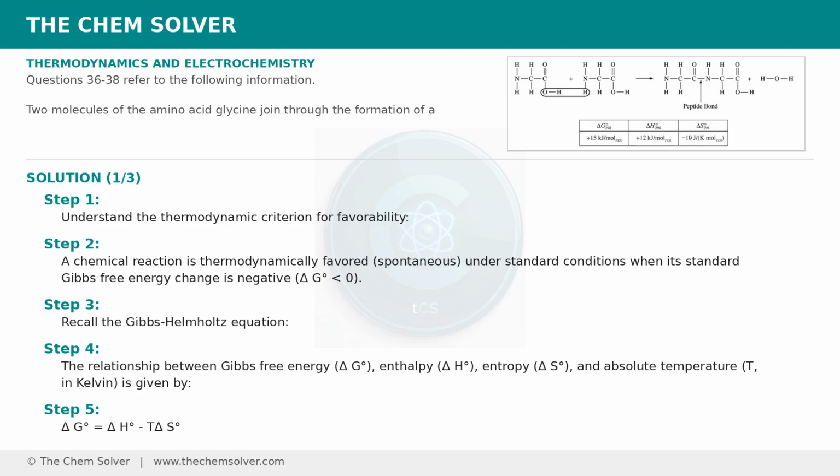Understand the thermodynamic criterion for favorability. A chemical reaction is thermodynamically favored, spontaneous, under standard conditions when its standard Gibbs free energy change is negative, delta G degrees less than 0.